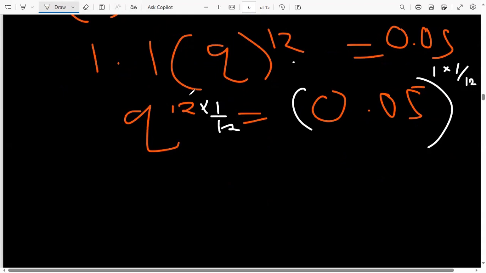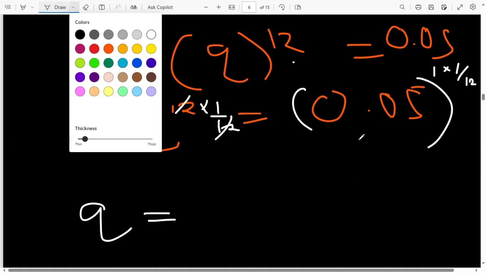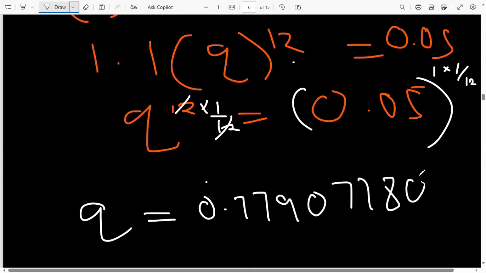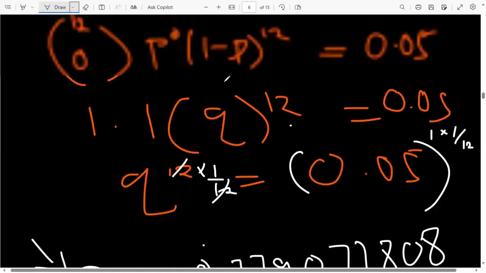Okay, so what are we going to have? This 12 and this 12 will cancel. We are going to have q is equal to 0.05 to the power 1 over 12. So on your calculator, you punch in 0.05 to the power 1 over 12. It's giving me my q to be 0.77907780.